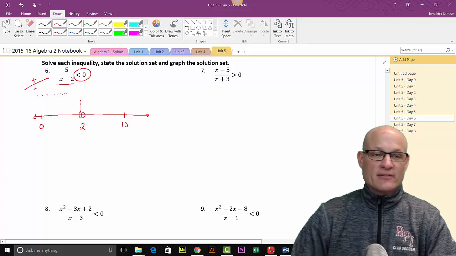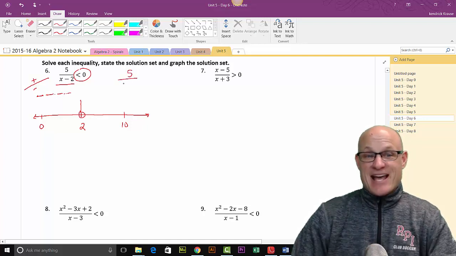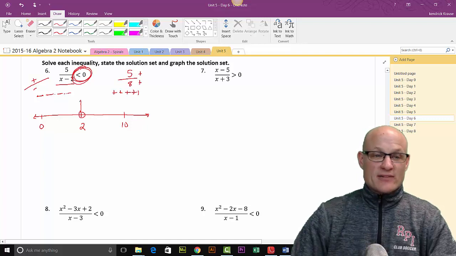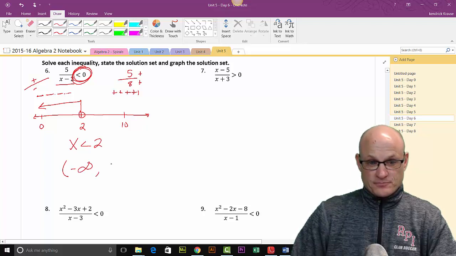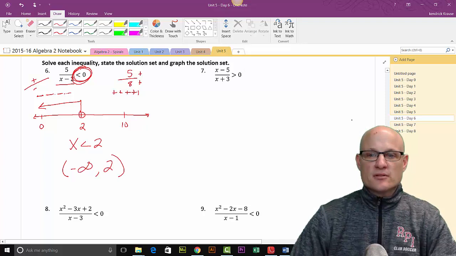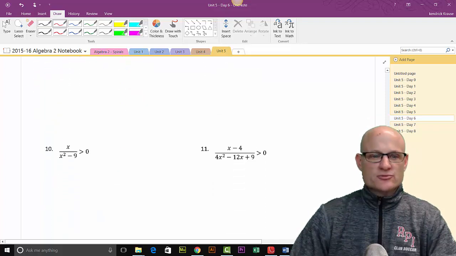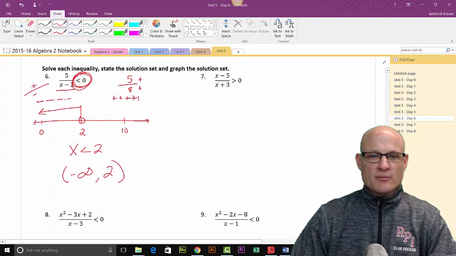So in this whole area, it'd be negative. If I plug in 10, I get 5 over 10 minus 2, which is 8. That's positive over positive. So if I go this direction, it's always positive. Since I want less than 0, I want this way. So my answer is x is less than 2. In interval notation, negative infinity to 2, parenthesis. Don't I make any of these equal to? That was dumb. So I'm going to make this one equal to.